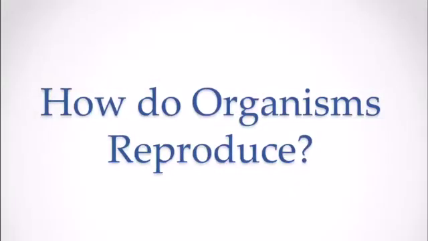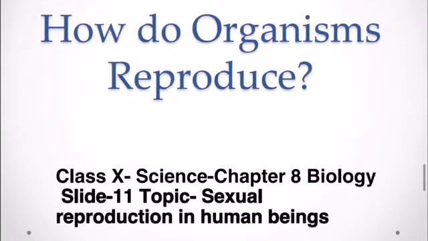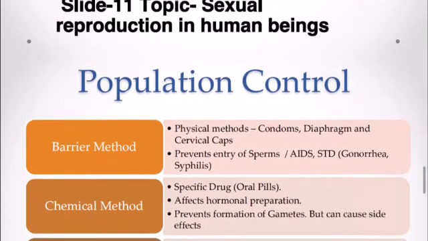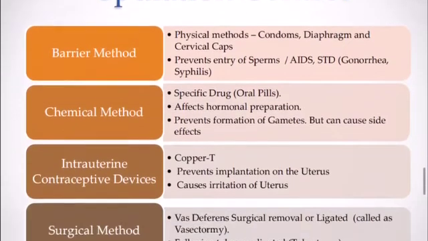Good morning, students. Today again we are going to start with the chapter How do organisms reproduce, beginning with the topic sexual reproduction in human beings. Yesterday I talked about the human female reproductive system. Now today we will talk about population control and the different methods involved in population control.